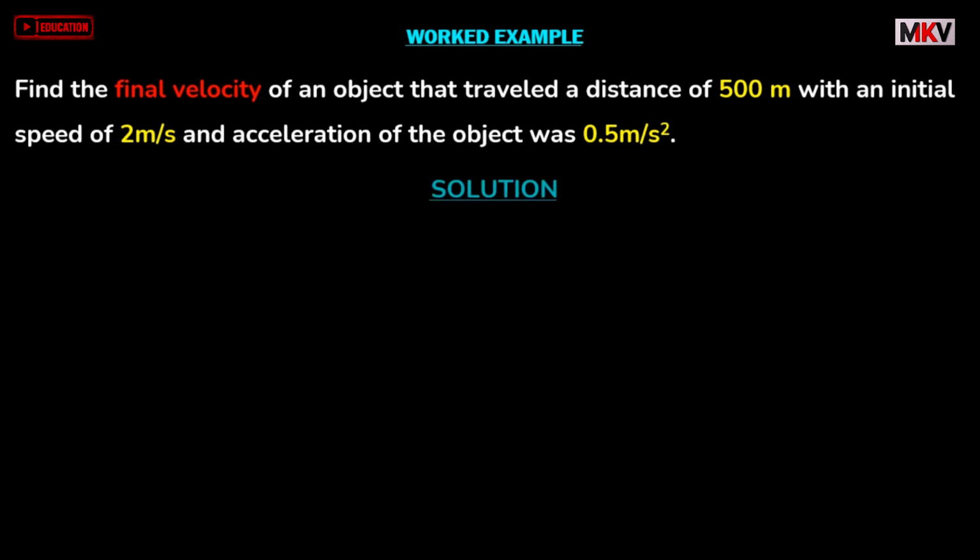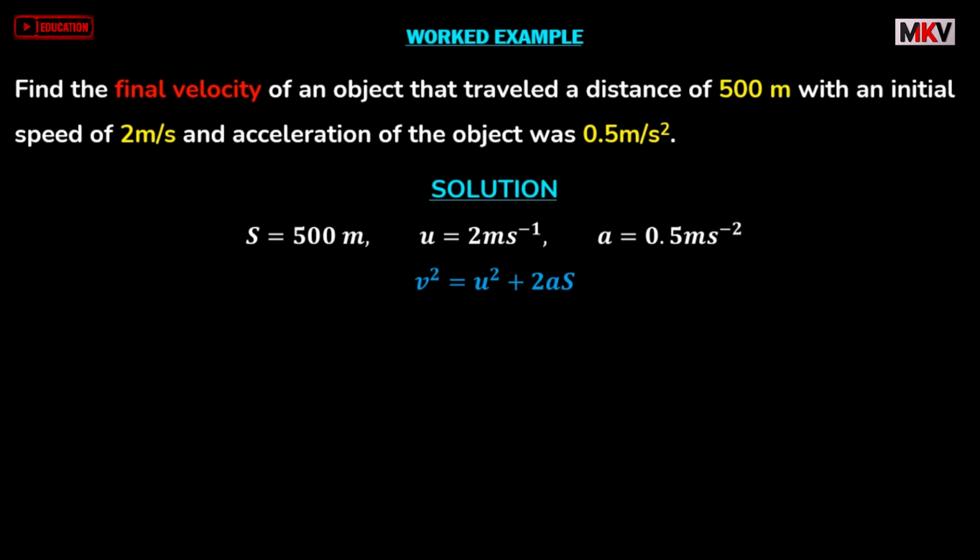So let's solve the problem together. Firstly, we will state out the parameters given in the question. We have distance 500 meters, initial velocity 2 meters per second. Then we have acceleration, which is 0.5 meters per second squared. So with this problem, we are looking for V, which is the final velocity. And the perfect equation is equation 3, which is V squared equals U squared plus 2AS. Since there was no time inclusion in the question, this is the perfect equation to solve the problem.